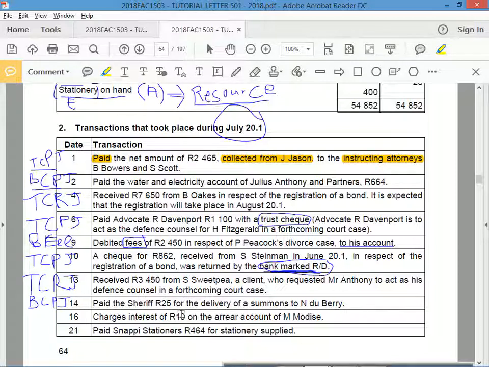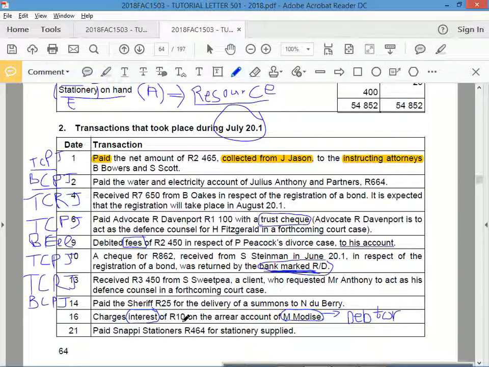Business CPJ. Is that what you said? Okay, let's think about this one. What's happening here? You're charging interest to whose account? M. Okay, so what is M to the business? A client. Okay, it's probably a debtor. Why? Because it's outstanding. Okay, it's an arrear account.